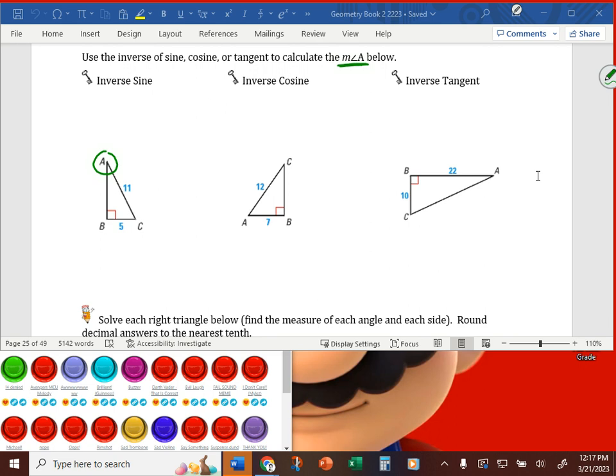Just like with sine, cosine, tangent, we are using an angle, and we want to know the location of the two sides we're interested in. So from angle A, what's the location of the side that is 5? Opposite. From angle A, side BC is the opposite side. What's the location of the 11? It's the hypotenuse. You gotta watch out for that.